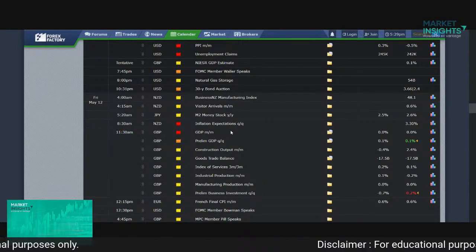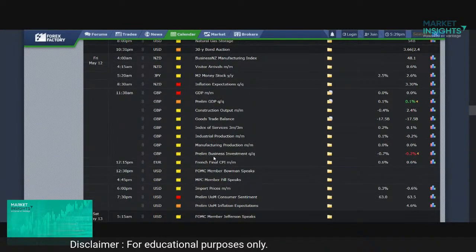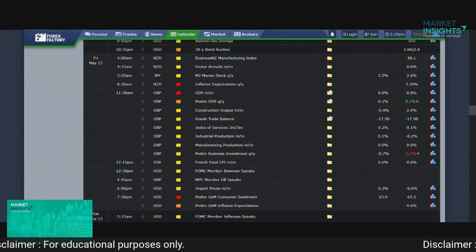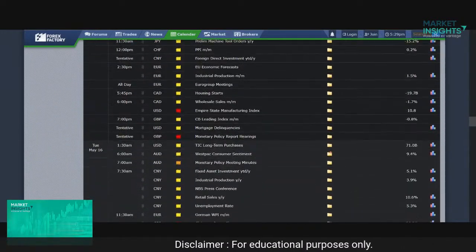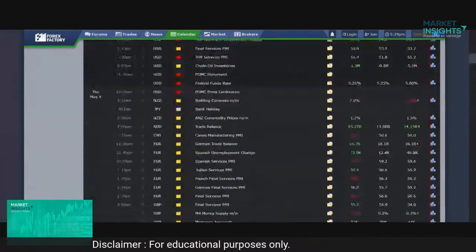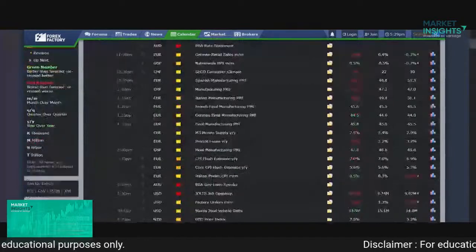So this is overall the scenario, and also on the Friday there will be GDP, somewhere around noon. Prelim GDP, quarter on quarter, and other different manufacturing and industrial indexes will be posted. So overall, this is going to be the scenario for the week, and we will see what happened in the previous week, where the charts have been, and how the charts have performed overall.